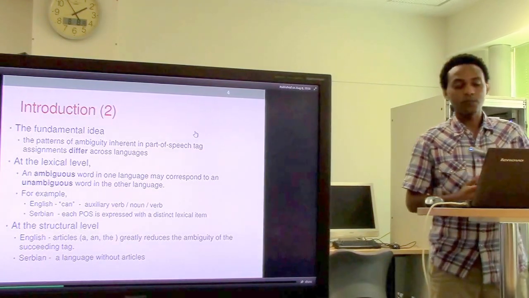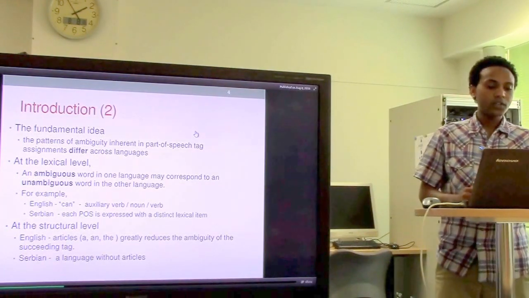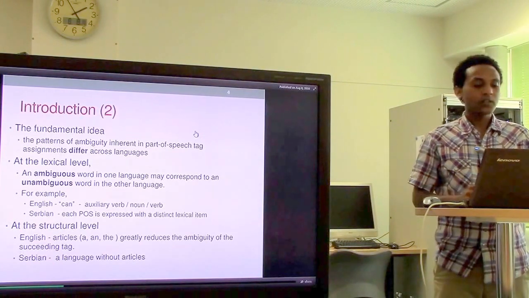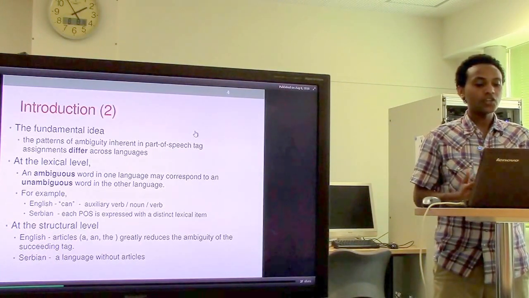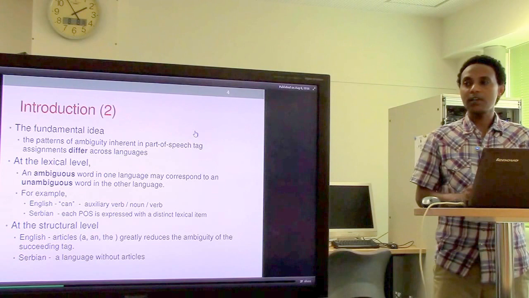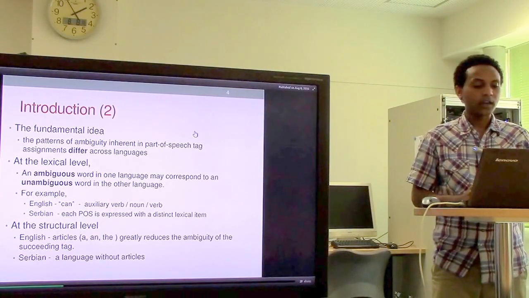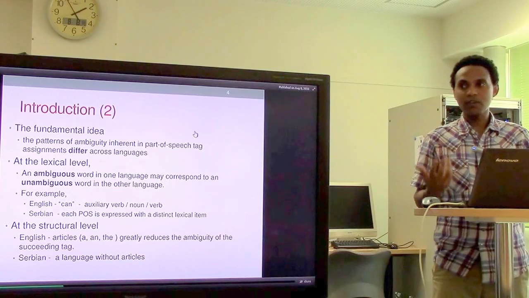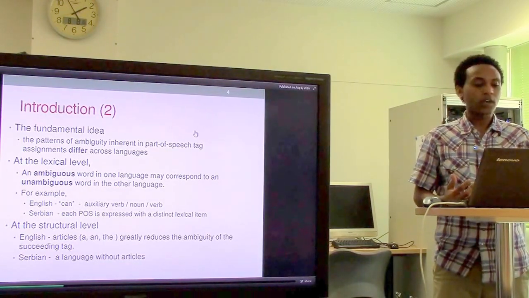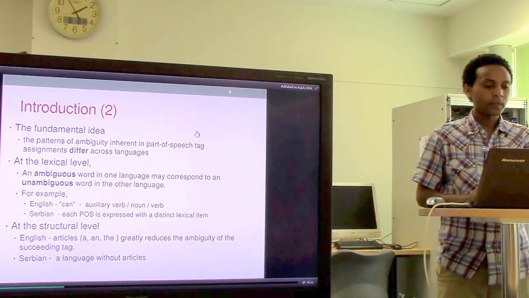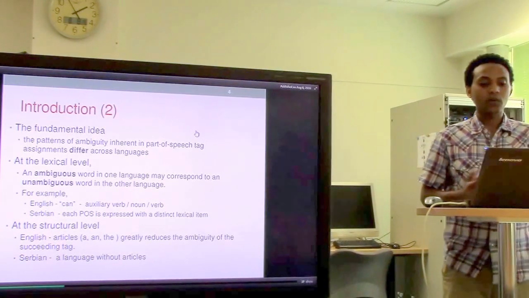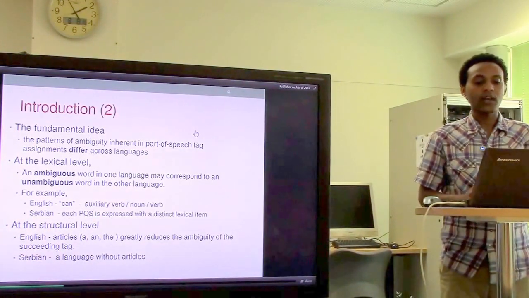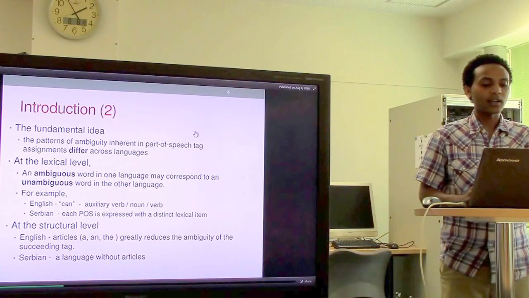This is in English. For the same word in another language, for example in Serbian, each part of speech is expressed with a different word for this word can. So the idea is to use the Serbian information to disambiguate the ambiguous word can in English. So an ambiguous word in one language may correspond to an unambiguous word in another language at the lexical level.